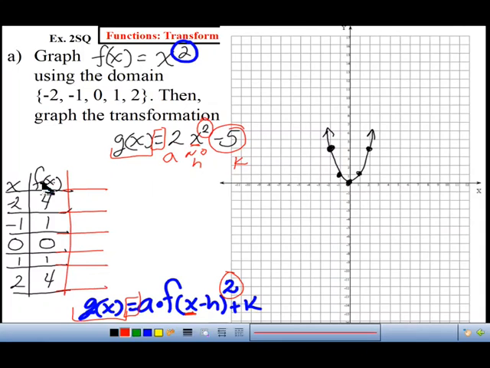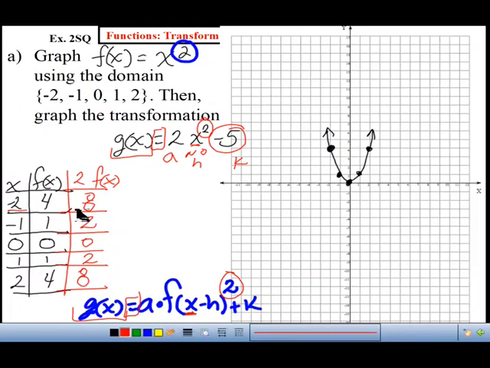And multiply the A times f of x. So that is 2 f of x. Okay, Angie, help me fill this out. What do I write here? Eight. 2. 0. Yes. 2 and 8. Thank you. All right, let's graph that.